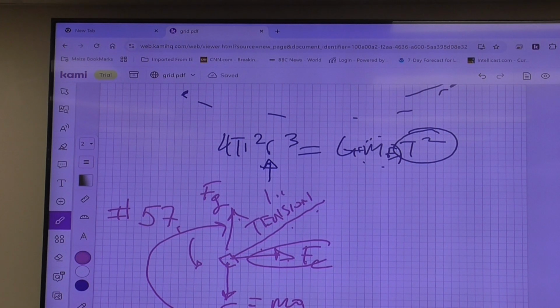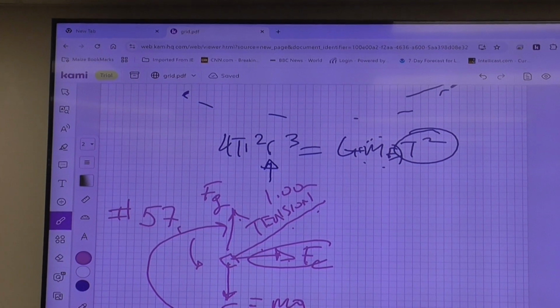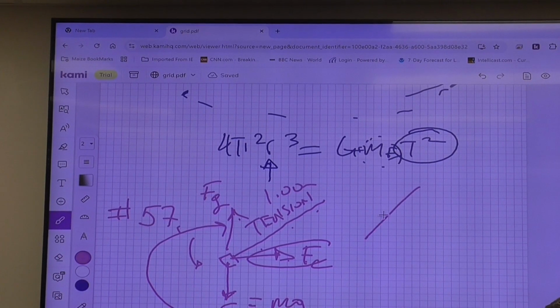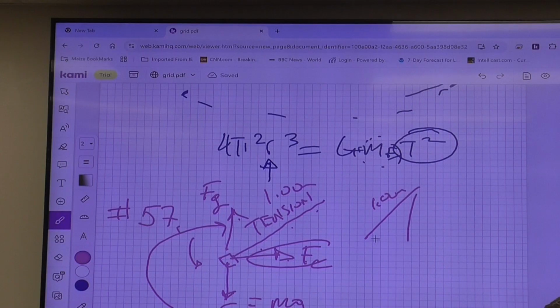The string is 1 meter long, okay? And you're told that it swings in a horizontal circle with a radius of 20 centimeters. So let me give you a hint. Find that angle, okay? Once you find that angle and you know that it's a 500 gram mass, then you're going to know the vertical side of that triangle, then it just turns into a trig problem.